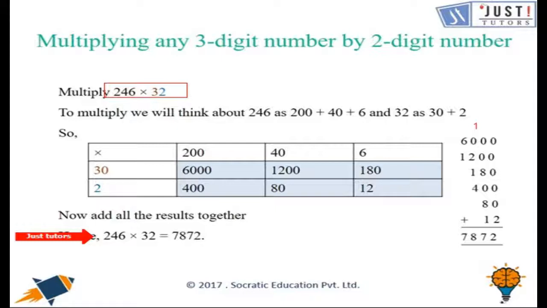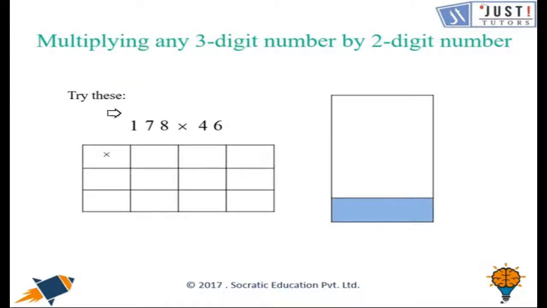Now let's practice a question. So there's this question, 178 times 46. So we are going to do this question. The first step is to chunk down 178 into its hundreds, tens and ones, which can be written as 100, 70 and 8. And the next step is to chunk down 46, which will be 40 and 6.